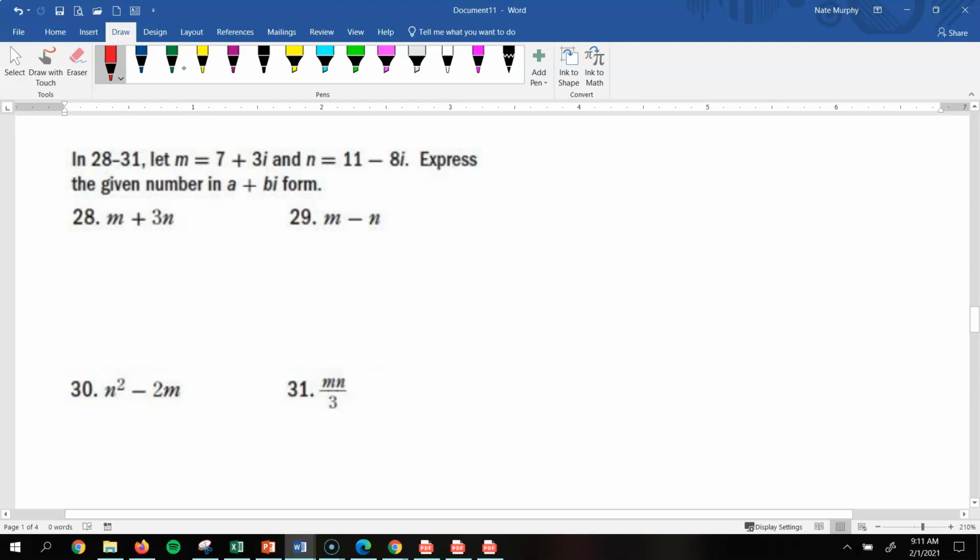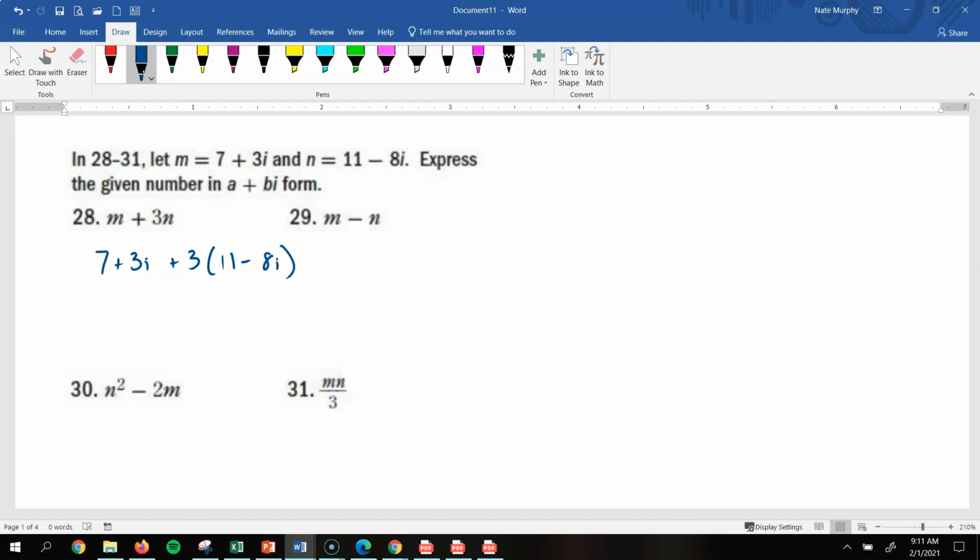All right, let's look at number 28 here. So 28, we have m is 7 plus 3i and n is 11 minus 8i. So I'm just going to replace m with 7 plus 3i. I'm going to replace n with 11 minus 8i. So first up, I'm going to distribute the 3 through, so that would be 33 minus 24i. Now I'm going to combine like terms. Well, 7 plus 33 would be 40. And 3i, take away 24i, that's negative 21i. So that'd be your answer for 28.